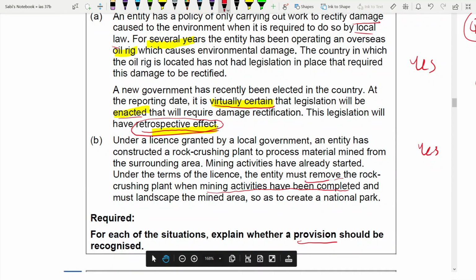Again, the same two questions you need to ask. First one, do they have a present obligation? The answer to this is yes, it does. Is the outflow of economic benefit probable? Definitely yes. Why do we have a present obligation? Because of the license, you have a legal obligation. You see, you have a license to remove the rock crushing plant. You have a legal obligation under the license. Understanding? So you need to recognize a provision for this as well.